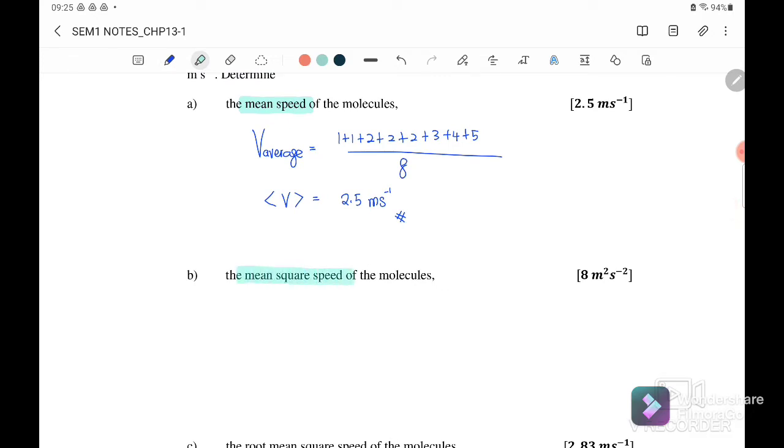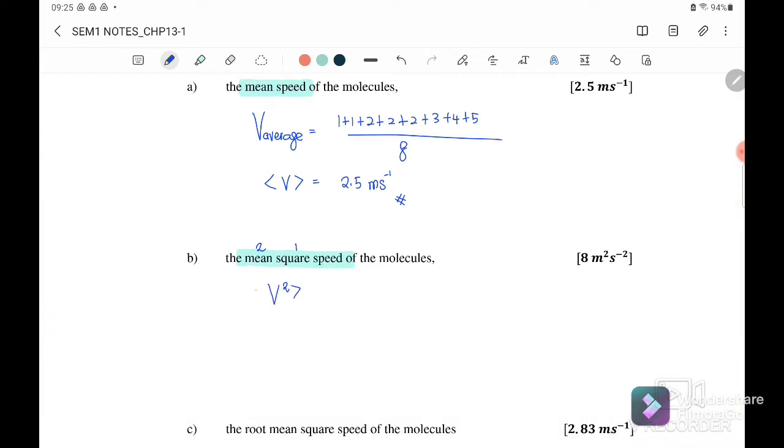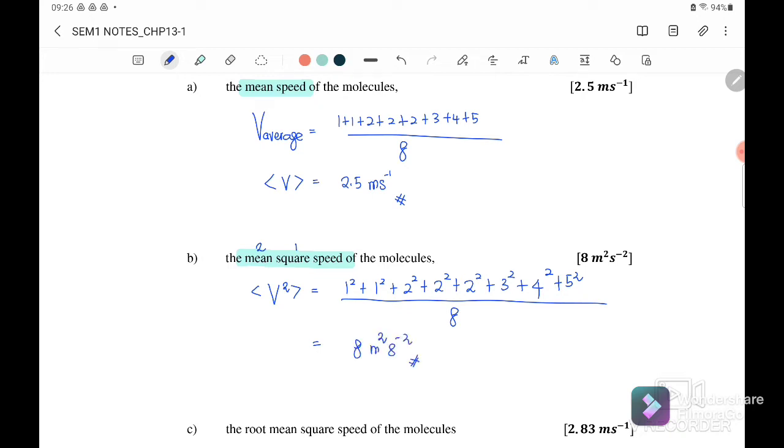Next one, the mean square speed, meaning that we must square first, then only find the average. So our V mean square is equal to 1 square + 1 square + 2 square + 2 square + 2 square + 3 square + 4 square + 5 square. We square it up first, then we find the average, so we divide it by 8. Therefore, the mean square speed is equal to 8 meter square per second square. So this is the value for the mean square speed.